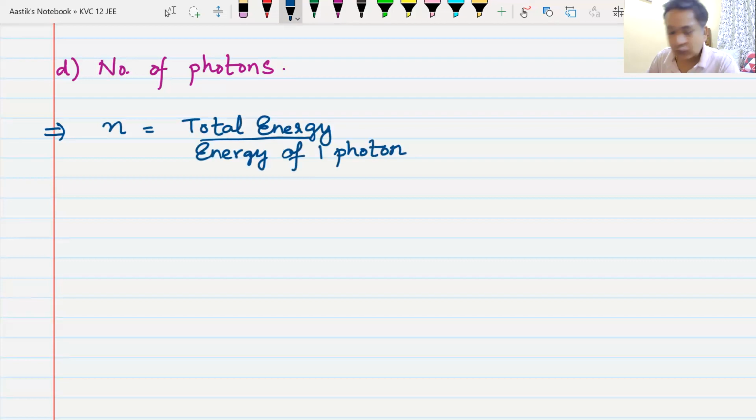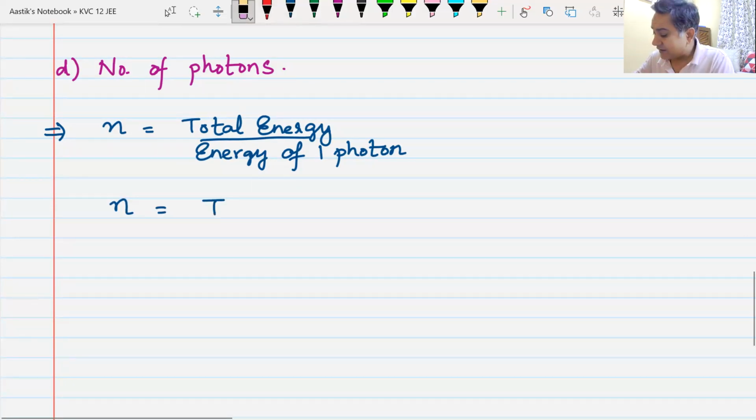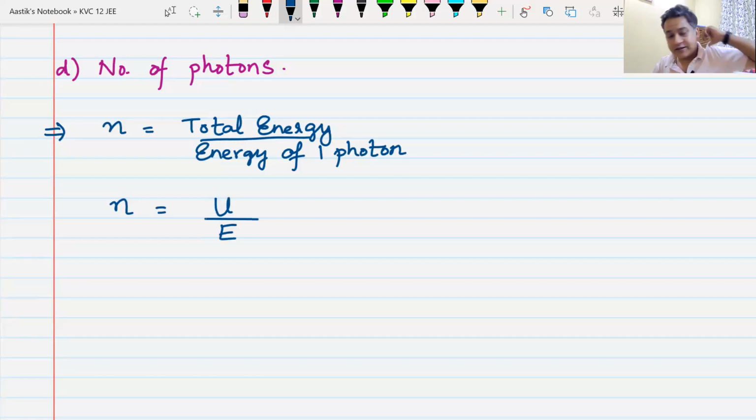If you know the total energy falling, you just divide it by the energy of one photon and you will get your answer for the number of photons. So the number of photons is equal to the total energy. Let me write the total energy as U. Total energy U divided by E, because I'm using E for the energy of a photon. Therefore, U divided by E. Everyone understands this? Yes, sir.